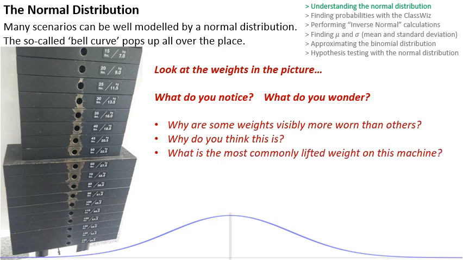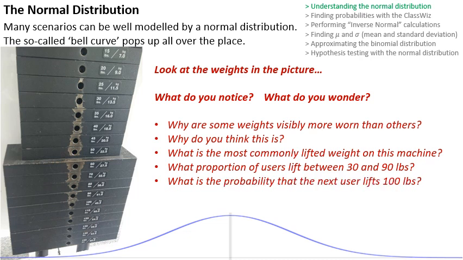What is the most commonly lifted weight on this machine? You may not know that for sure, but perhaps you can make an estimate based on what you can see in the picture. And similarly, could you estimate what proportion of users lift between 30 and 90 pounds? Or perhaps give the probability that the next user lifts a 100-pound weight.